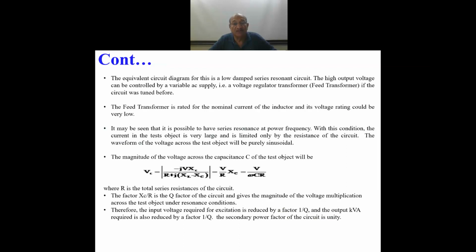The high voltage output can be controlled by a variable AC supply, the voltage regulator transformer, regulating transformer you call it, or a feed transformer, if the circuit was tuned beforehand. I mean, you can set the variable reactor at a position nearby the capacitance formed by the, or the capacitive reactance formed by the test object, and accordingly you can set the variable reactor to a particular value, and this would give rise to much lower current drawn by the test transformer.